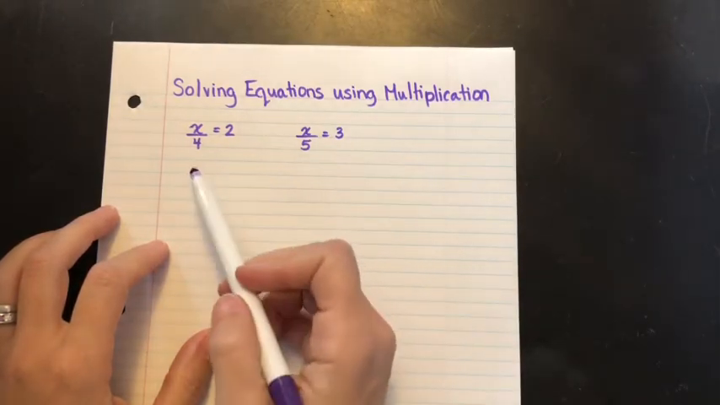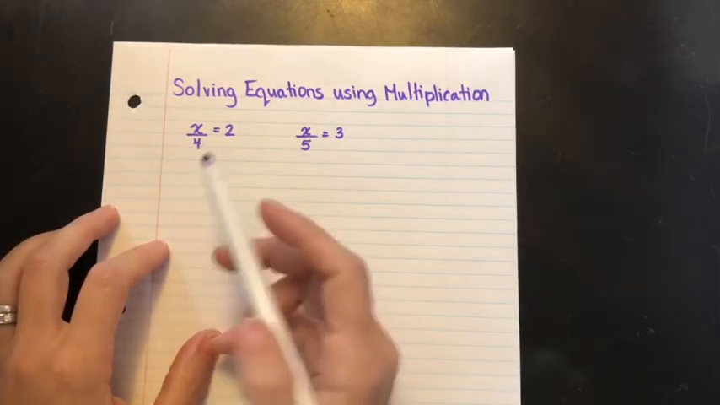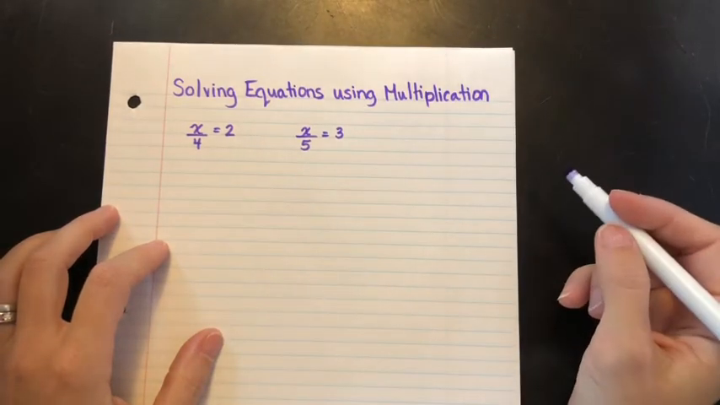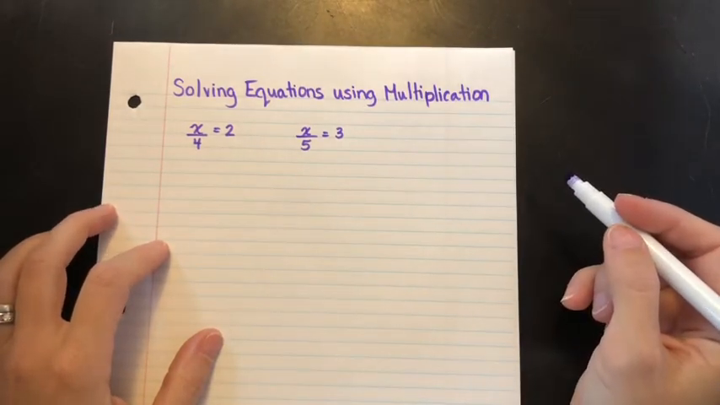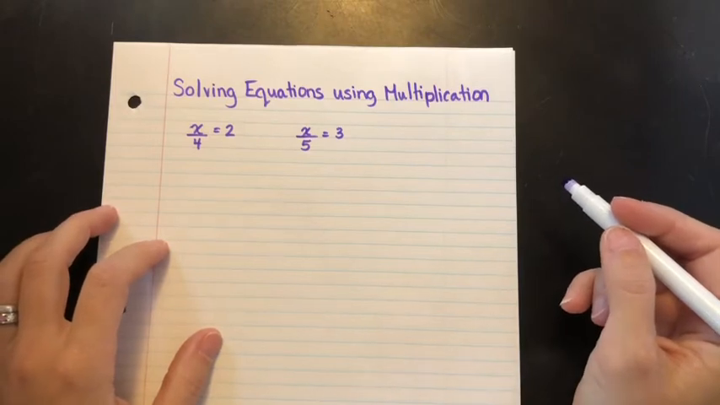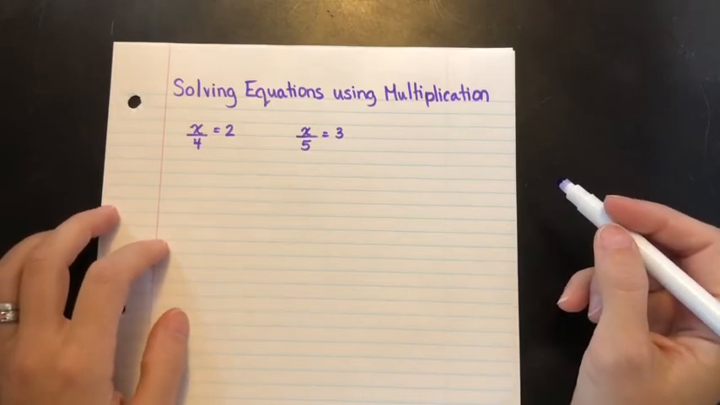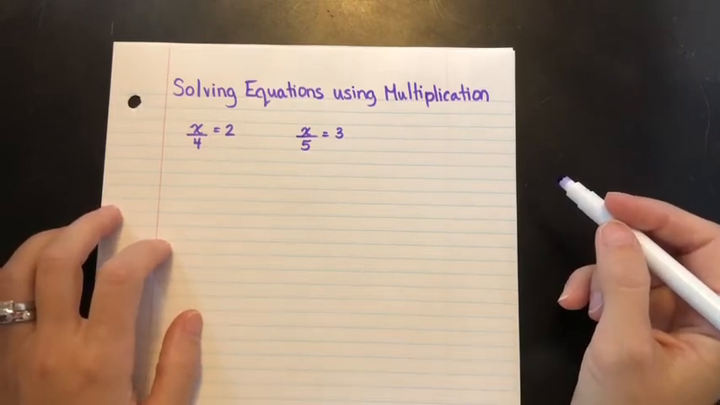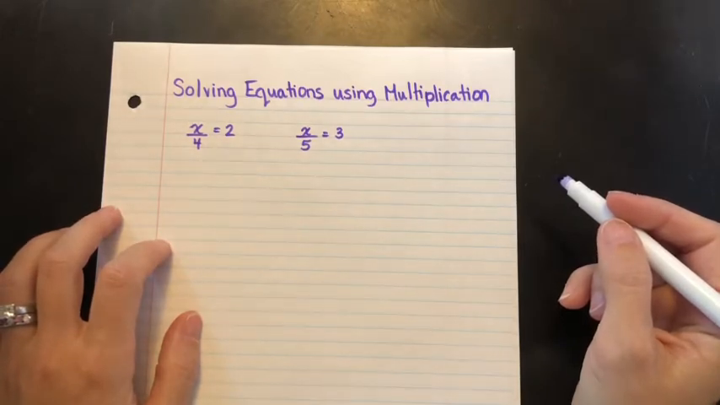Right now, we have this divide by 4, which is in the way of getting that x alone. So we need to come up with a solution here on how we are going to get x by itself. And it is the same idea as what we did in yesterday's work, where we were using division to get rid of multiplication. Today, we are going to be using multiplication to get rid of division.